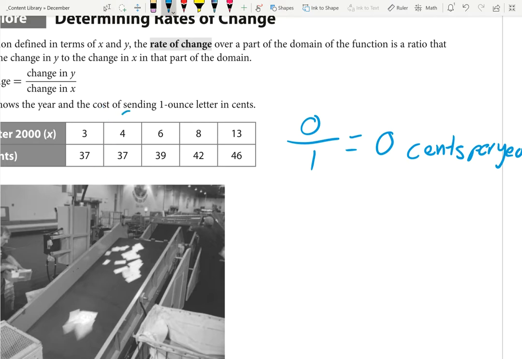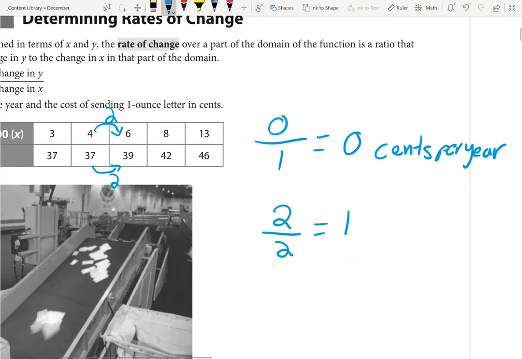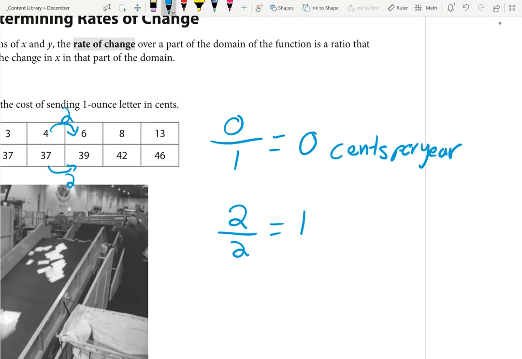Let's look at the next two sets of numbers. Let's look at this one and this one. So when we jump from here to here, that's an increase of 2 cents. So that change in y is 2 cents. But it increased those 2 cents over the course of 2 years. From 4 to 6 was 2 years. So the change in y was 2 because we went up from 37 to 39, 2 cents. And the change in x was 2 because it went from 4 to 6, a change of 2 years. So its rate of change is 2 over 2, which simplifies to simply 1, indicating to us that this rate of change is an increase of 1 cent per year.